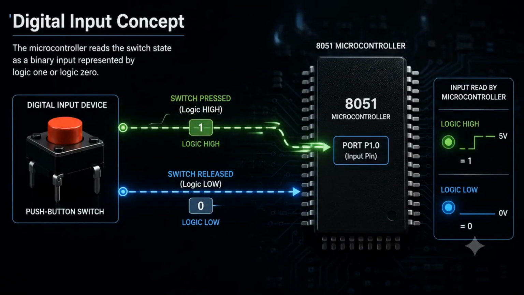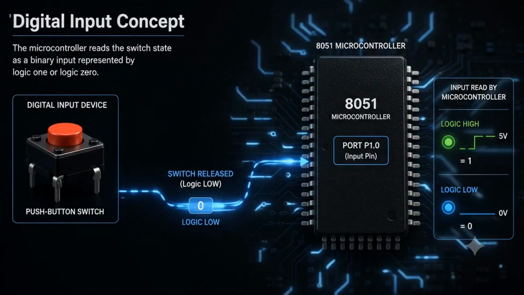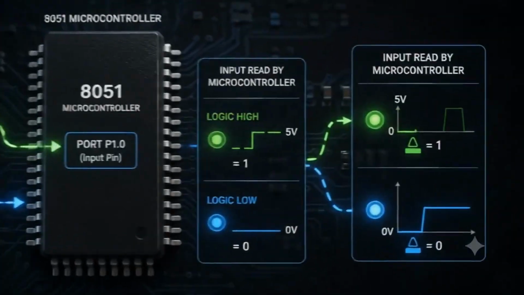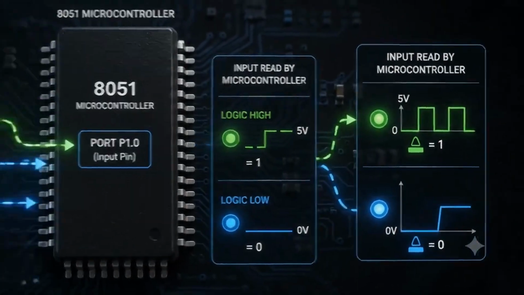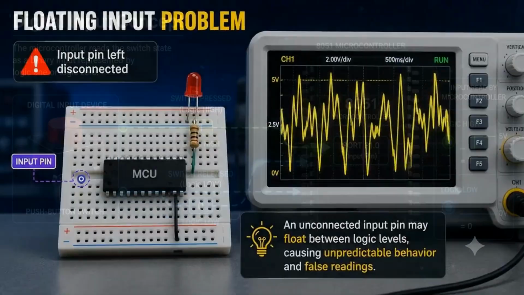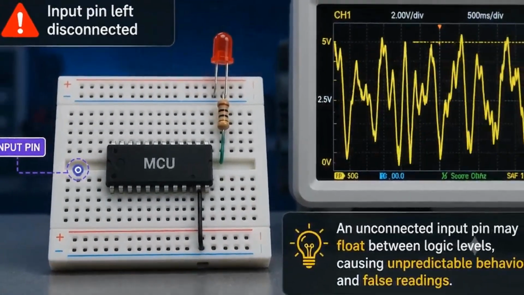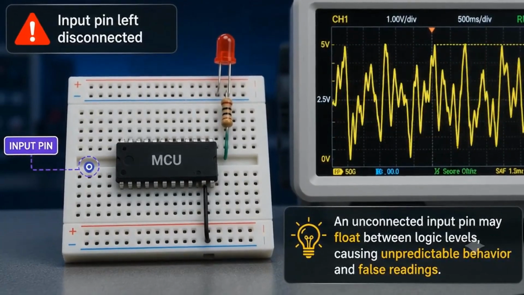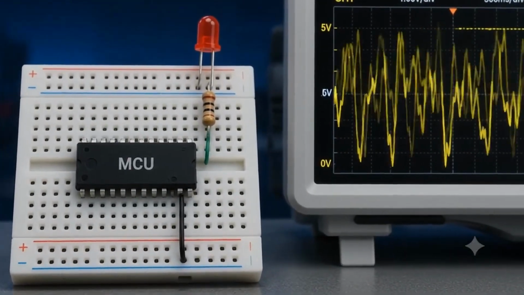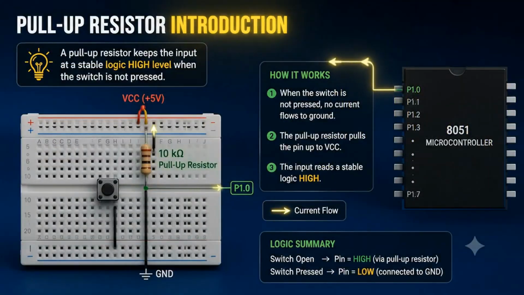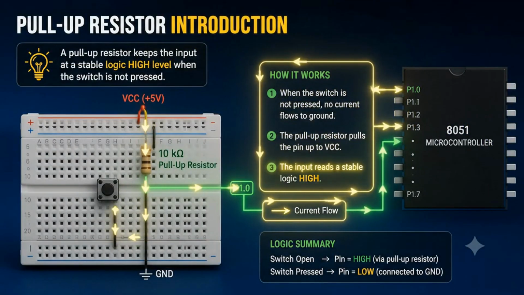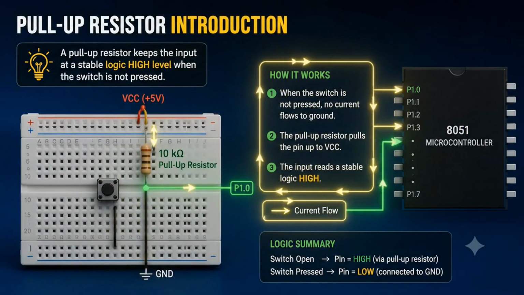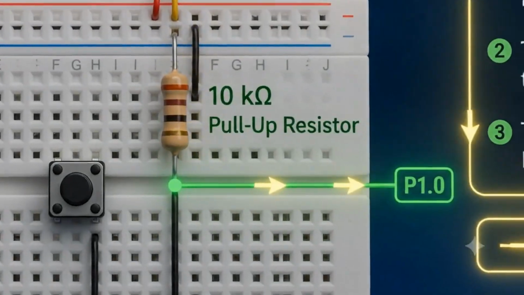The microcontroller reads the switch state as a binary input represented by logic 1 or logic 0. An unconnected input pin may float between logic levels, causing unpredictable behavior and false readings. A pull-up resistor keeps the input at a stable logic high level when the switch is not pressed.